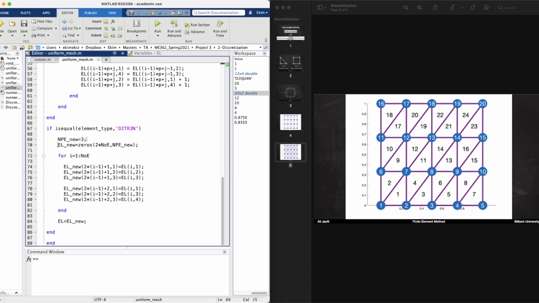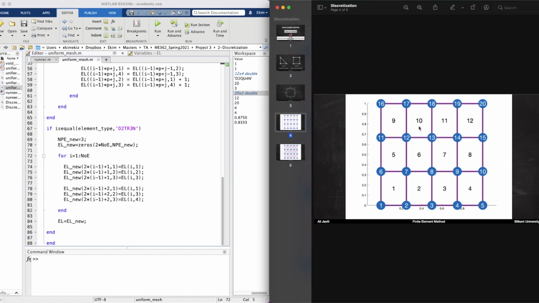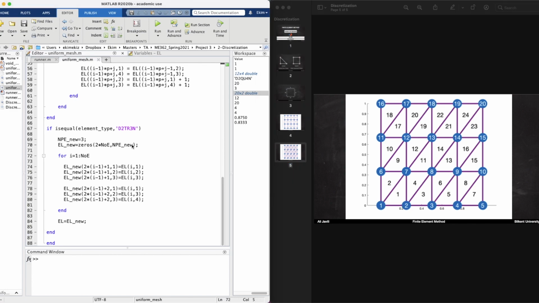And we generate a new element list. So we initialize a new element list called EL new. And that should be 2 times the original number of elements. So the number of elements the quadrilateral domain had times 2, right? Because we're dividing every element into 2. We should get twice the number of elements, by node per element new. So this time in our element list, we should have 3 nodes per element. So that's how we initialize our new element list.